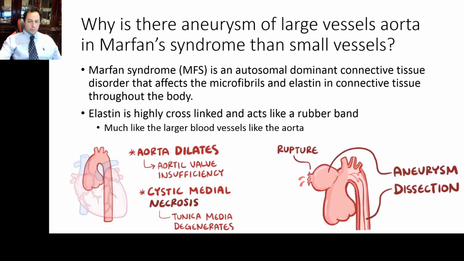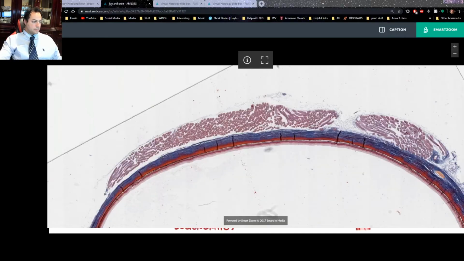It causes more problems in larger vessels like the aorta compared to smaller blood vessels because the larger blood vessels have more elastin. Let me show you a histological representation of the two so you can get a better idea of why the aorta in this case is more affected in this disease process.